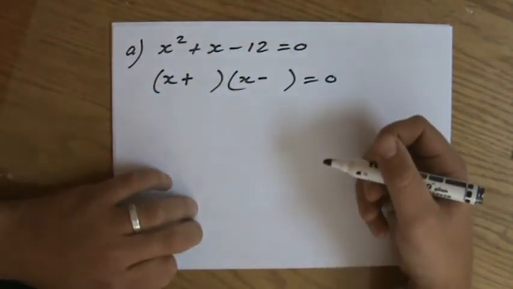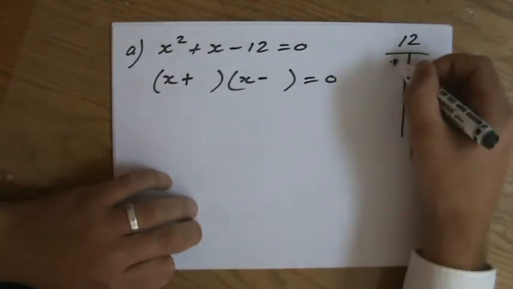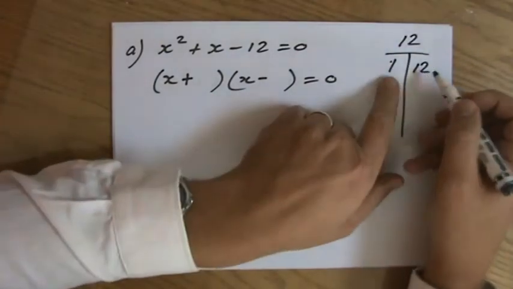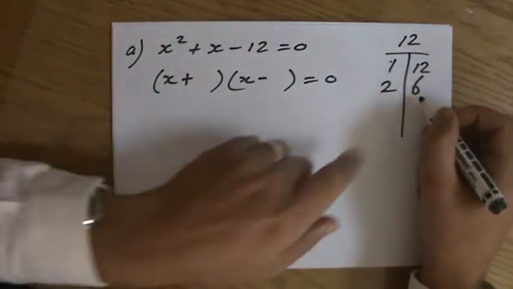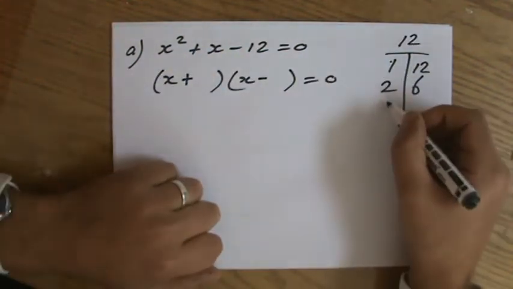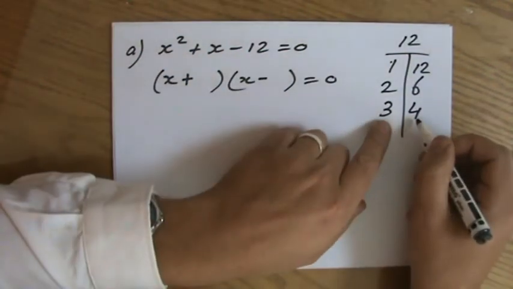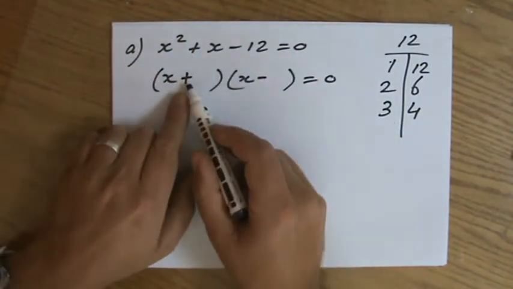Okay. What times what is 12? Let's have a go. A factor tree perhaps. 1 times 12 for instance, but with a 1 and a 12 I'm not going to make a 1, am I? 2 times 6 is 12. With a 2 and a 6 it's not going to be a 1. 3 times 4 is 12. And with a 3 and a 4 I can make a 1, especially because one is positive, one is negative.